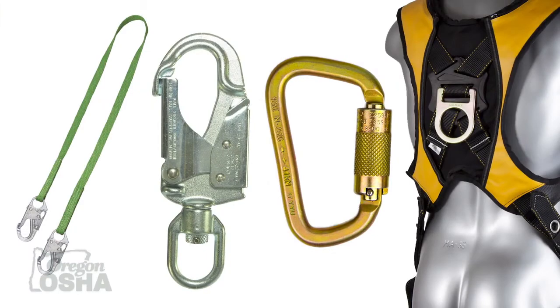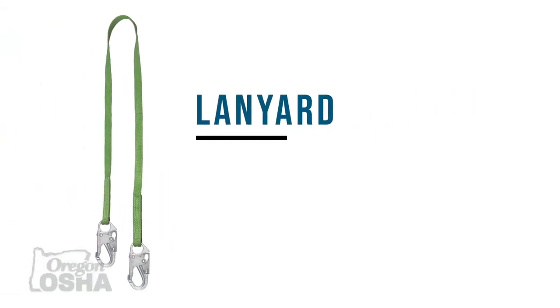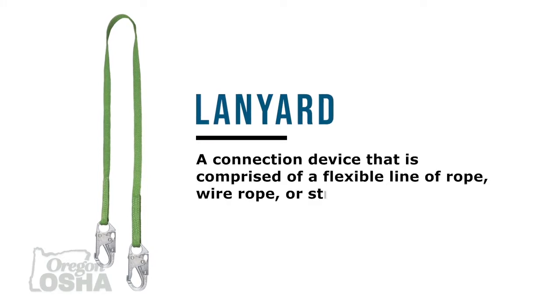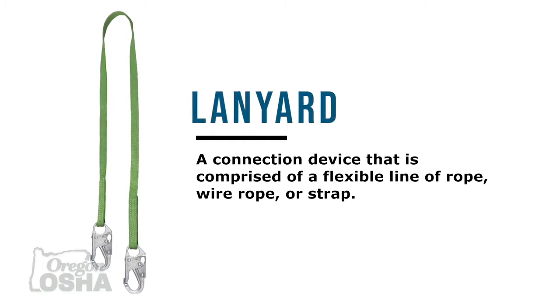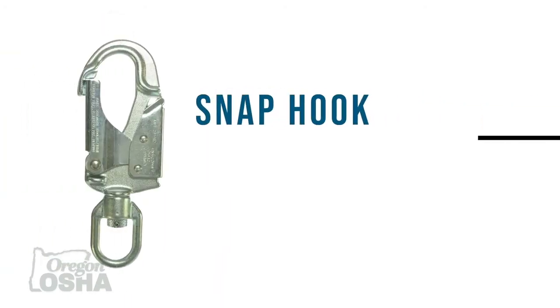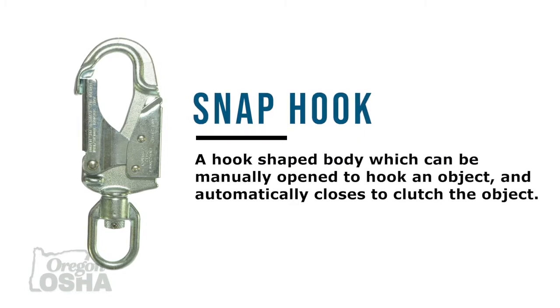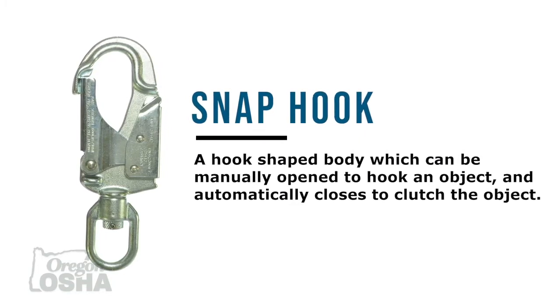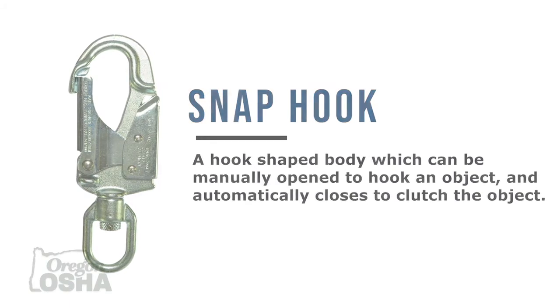Let's define these terms. A lanyard is used to connect to a body belt, body harness, deceleration device, lifeline, or anchorage. It is comprised of a flexible line of rope, wire rope, or strap that usually has other connectors at each end. Snap hooks have a hook-shaped body, normally with a closed gate or something similar that can be opened to hook to an object. After it is released, the snap hook gate will automatically close to clutch the object.